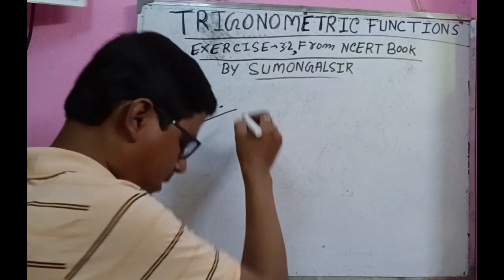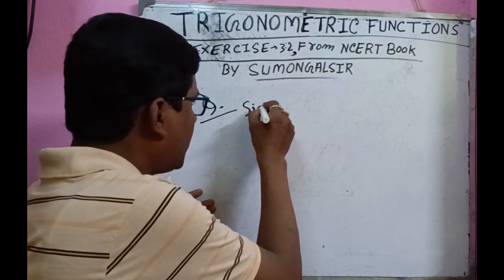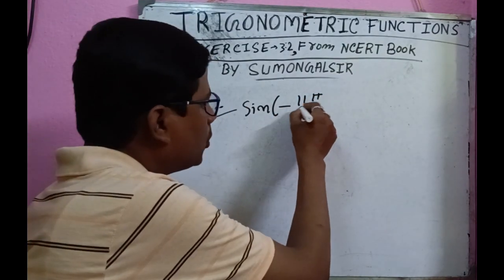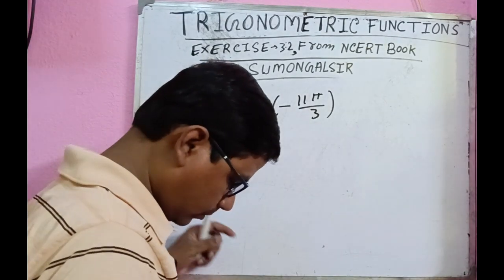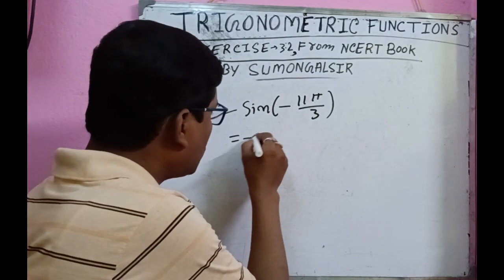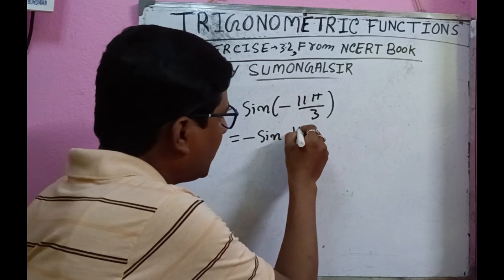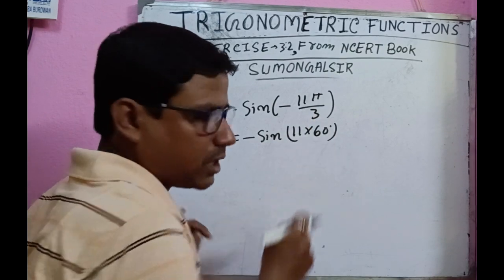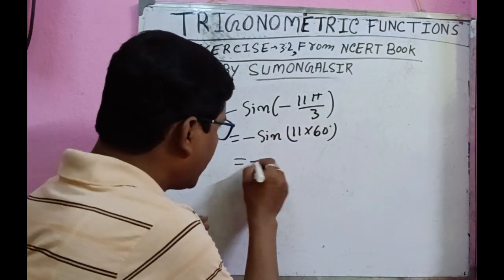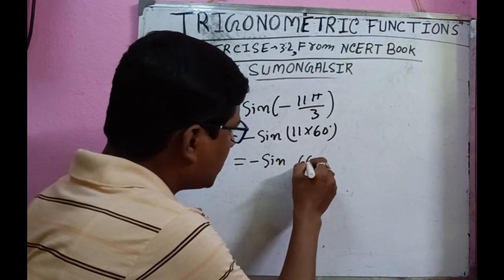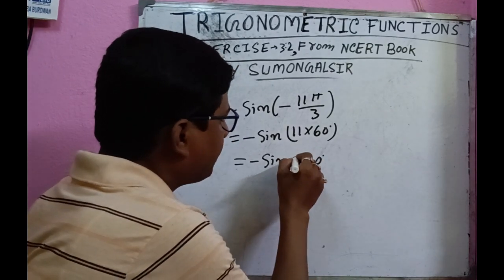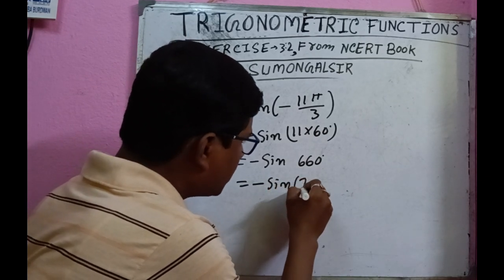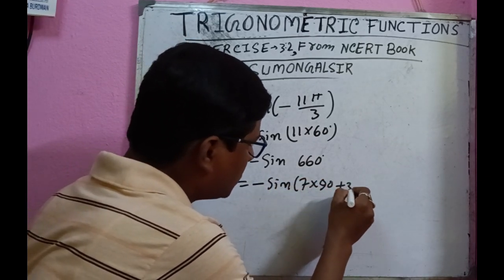Question number 9 is sine of minus 11 pi by 3. So this is the minus sine of 11 multiplied with 60 degree. Why 60 degree? Because pi by 3 is equal to 60 degree. Now multiplying, we get sine of 660 degree. So now sine of 7 into 90 plus 30.